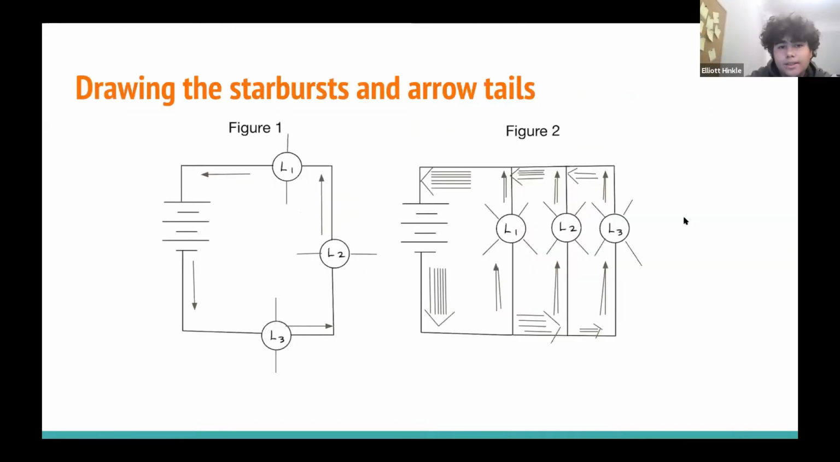All right, and then we need to draw the starburst and arrow tails. So figure 1 was in series, so it wasn't very bright because the one arrow tail had to flow through all 3 bulbs. That's why there's only 2 starbursts here. And so for figure 2, it was in parallel, which means that there are more arrow tails to start with, 6 arrow tails originally. They split into 2 per bulb, which is much brighter than 1 arrow tail, which is why we put 4 starbursts in figure 2.